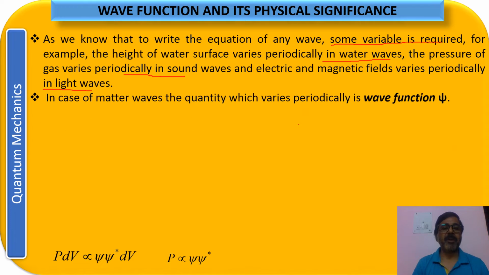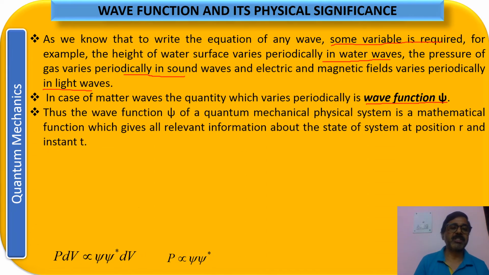But what about the matter wave? In case of the matter wave, the quantity which varies periodically is called the wave function, and this is represented by psi, right? So in case of the matter wave, the quantity which is going to vary periodically is your wave function psi. And what is the wave function psi? This is what we are going to look into first. Thus, the wave function psi of a quantum mechanical physical system is a mathematical function which gives all relevant information about the state of the system at position r and instant of time. So this is your definition of the wave function.